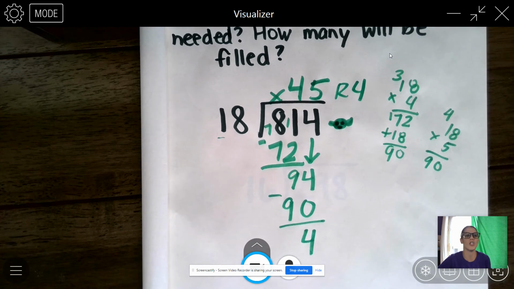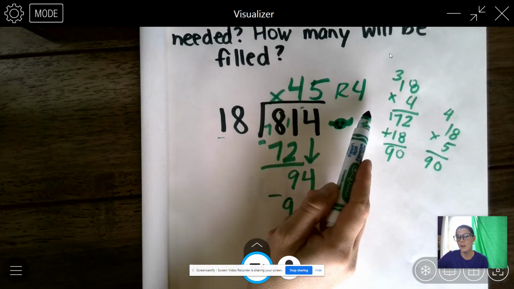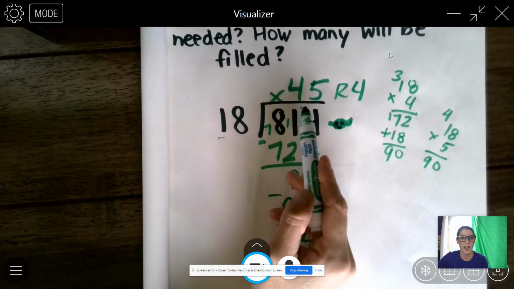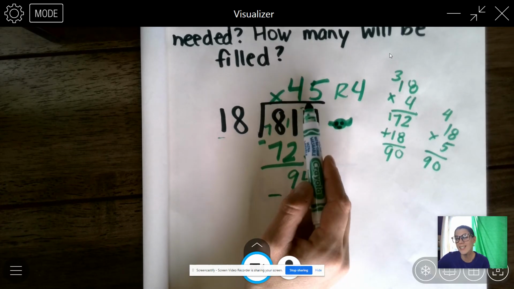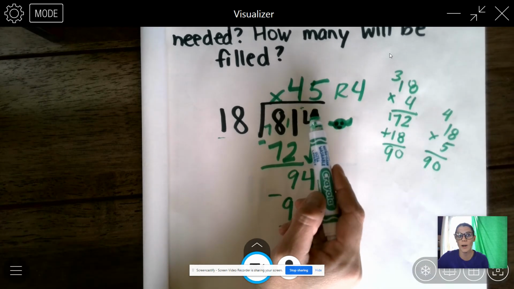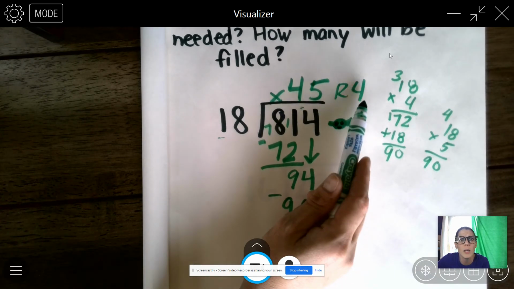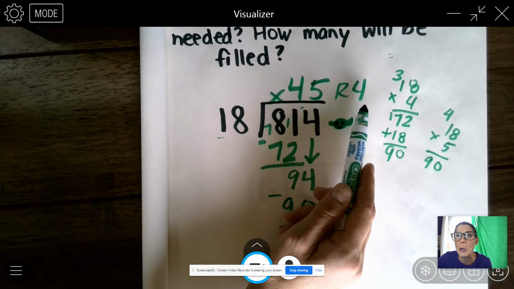So here's my question to you. How many boxes am I actually going to need to send all of my cute little Baby Yodas out? Am I going to need 45 remainder 4? Or what would I say? Think about it. If you said 46 boxes, you are right. I can't leave these 4 little Baby Yodas all by themselves with nowhere to go.